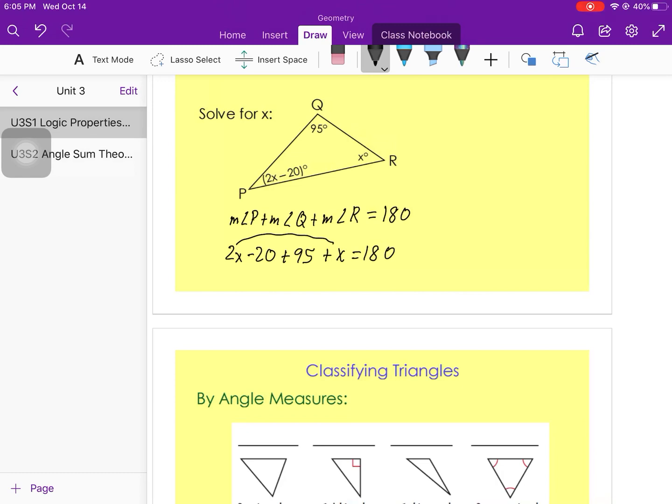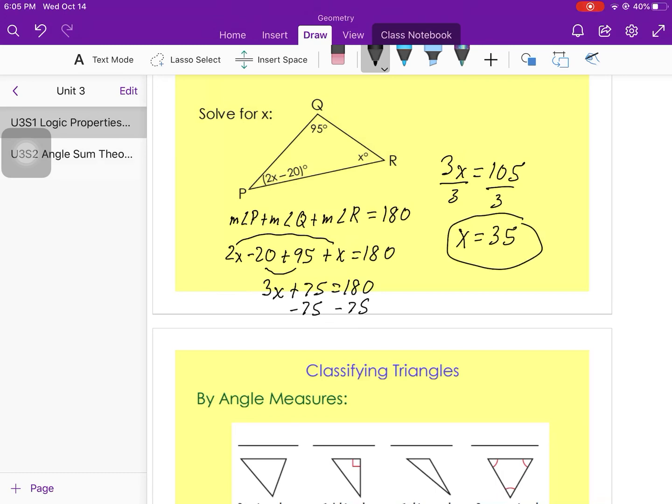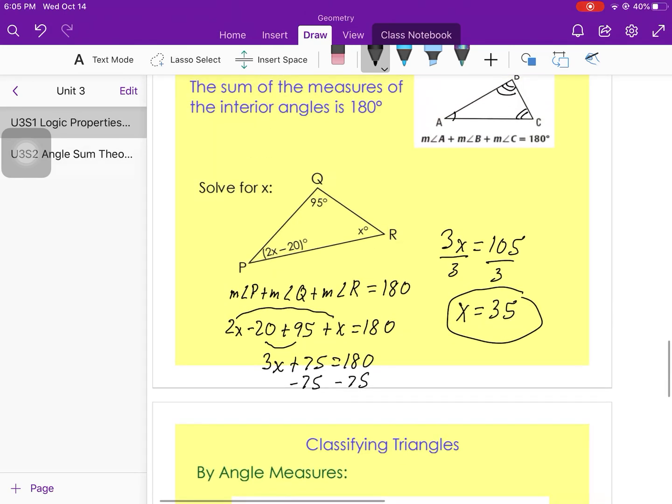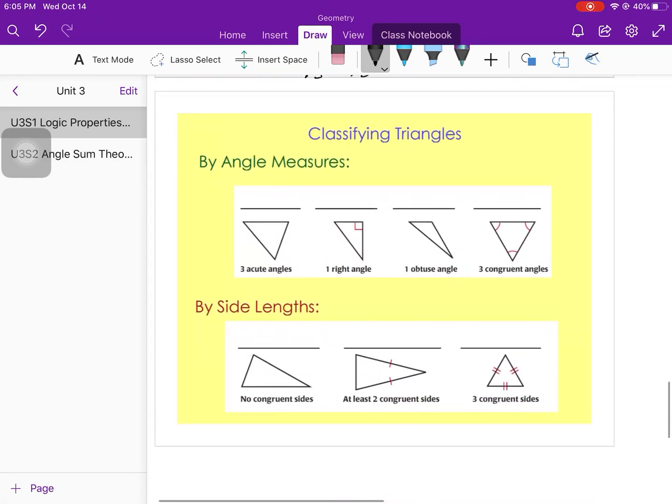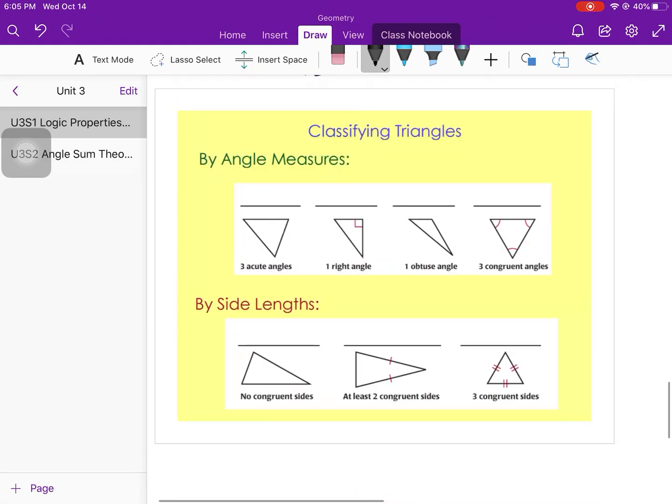We just got to combine our like terms. So 2x and x gives us 3x. Negative 20 and 95 gives us plus 75. Then we got to subtract 75. We get 3x equals 105 and divide by 3, and we should get x equals 35. And we can plug it back in there to check it out, but it should work.